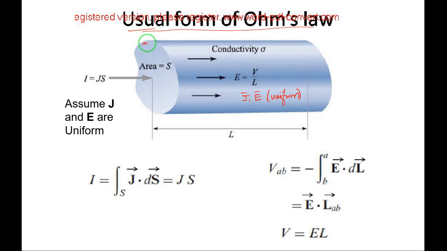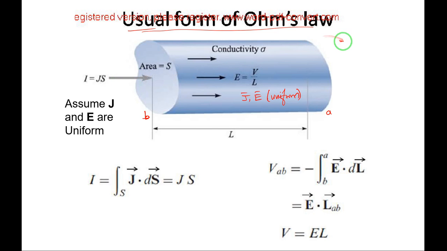Then let me take this cross section, the area, and there are two ends. This is one end of the conductor and this is the other end. Let me call this one end B and the other end A, right? Okay, let me consider this surface area. And what is the current here?